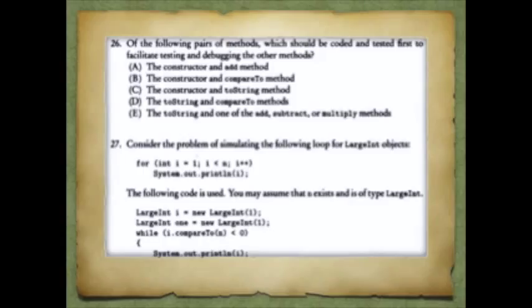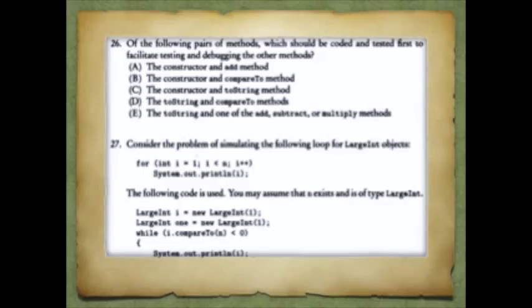Okay, then we see question 27. Consider the problem of simulating the following loop for large int objects. Basically, this is an integer, and we start with integer i equals 1, and we increase i by 1 until i is less than n, and we print out everything. So that means we start by printing 1, 2, 3, and so on until we print n minus 1.